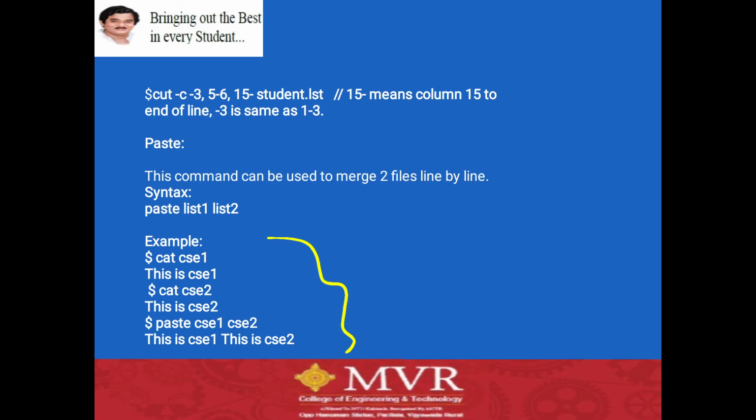Here for file 1, I have created a file with the name CSE1, and that file contains the content "this is CSE1". Similarly, I have created another file, CSE2, and that file contains "this is CSE2". Whenever you use the paste command with two files, here I have used paste CSE1 CSE2, those two contents will be combined and merged into a single line. Whatever the contents in file 1 will be displayed first, followed by the contents of file 2. But remember, these two will be merged into a single line, not in separate lines. That is the thing you need to remember.